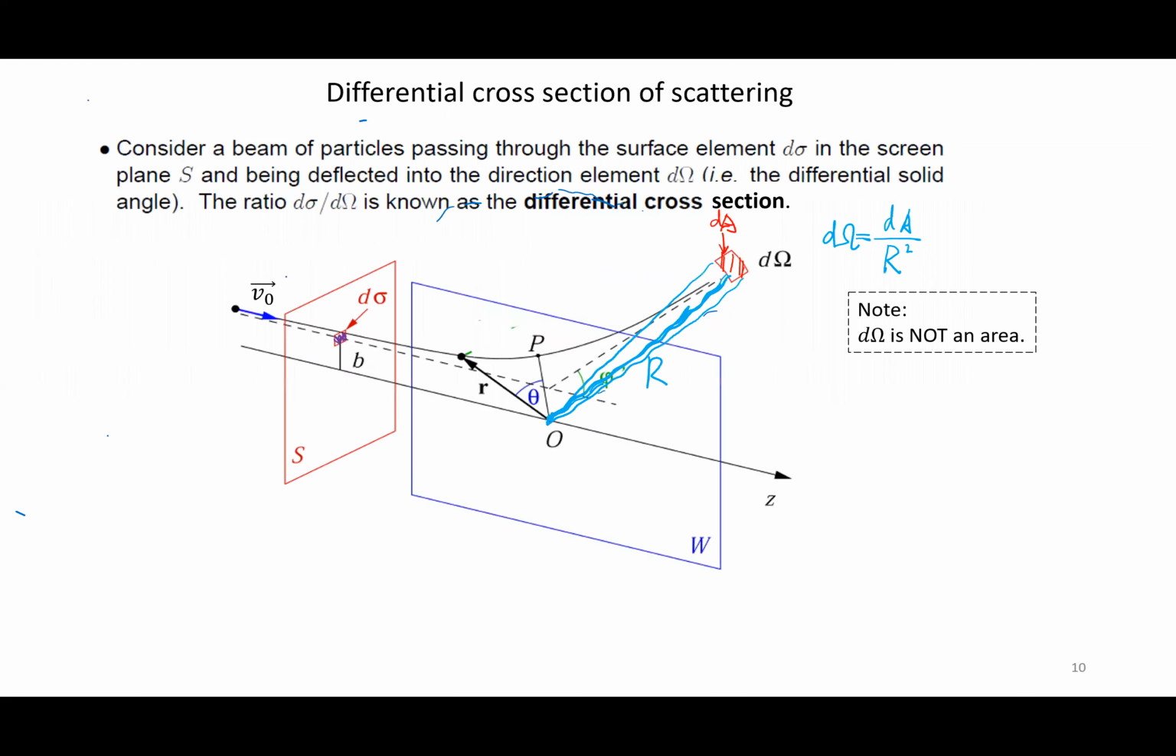Then the differential cross-section is defined as the ratio between this d sigma divided by this d omega. This is the quantity that we are going to study next time.